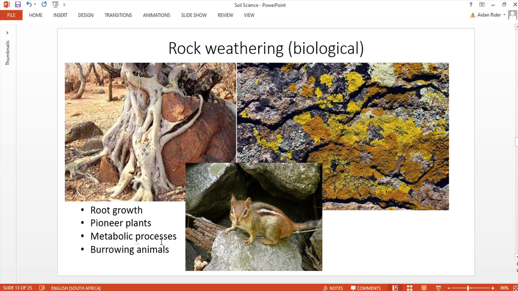This creates soil as well. And then lastly, we have our burrowing animals. Well, here we have an example of a chipmunk. They can be something like dassies, moles, also earthworms and ants. And what they do is when they dig into the soil or dig into the rocks, not saying this one caused this fissure, but if he now goes and digs a little bit deeper into the rocks, he also can eventually lead to the creation of soil. They break down little particles of the rock.